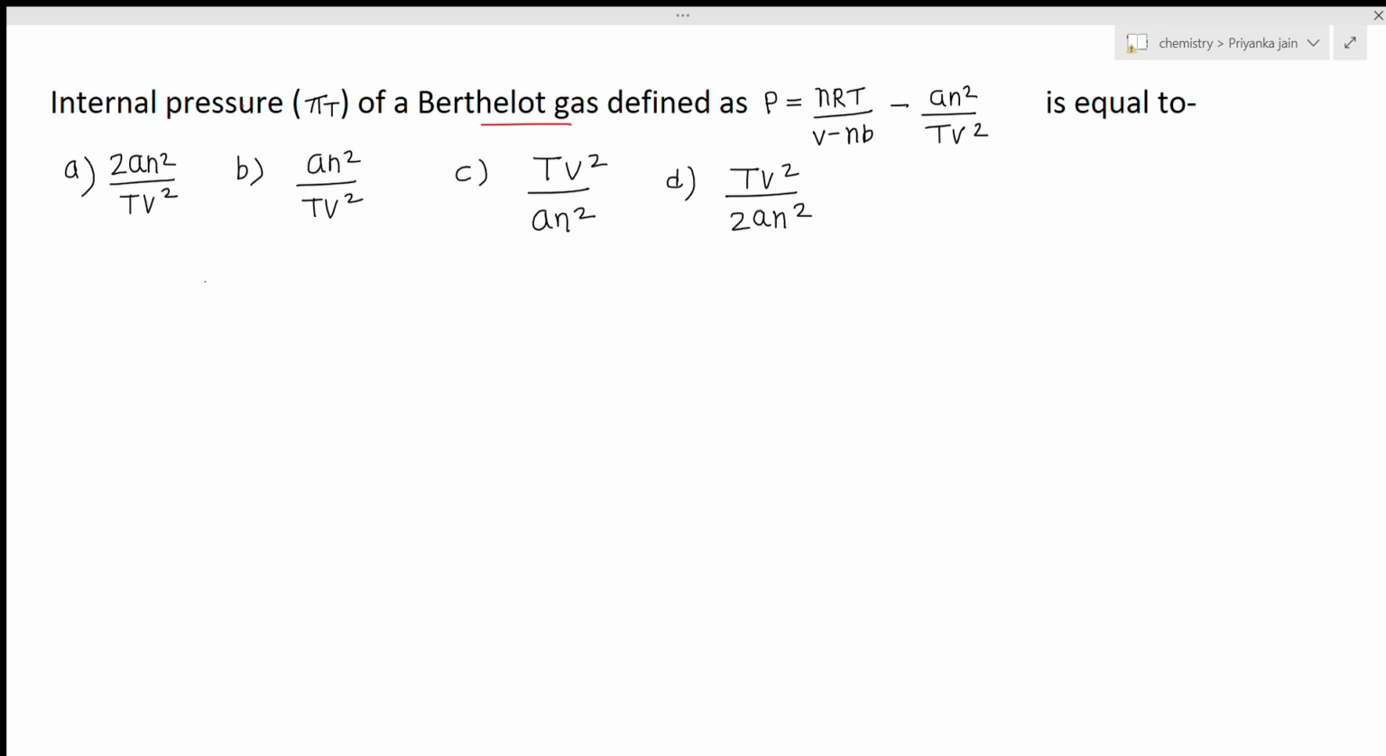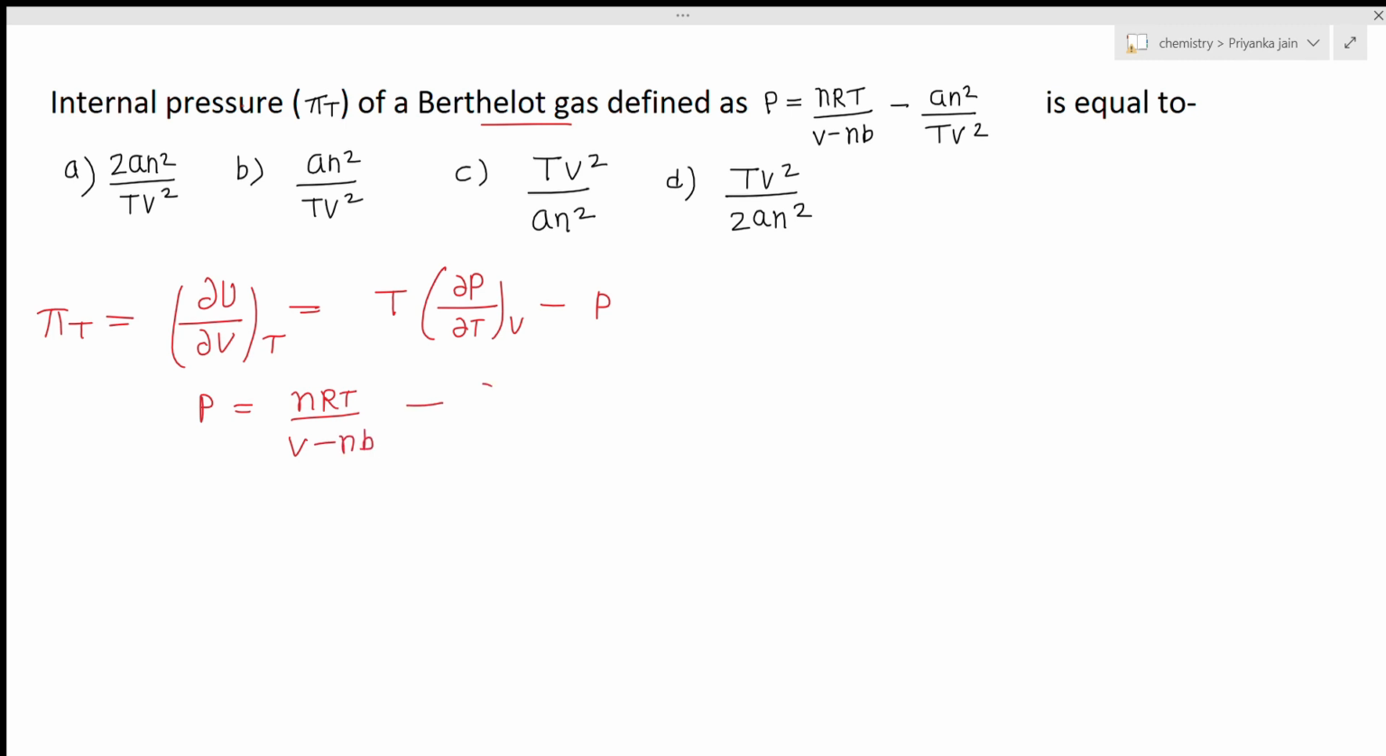It means del U upon del V at constant temperature. This is called the internal pressure. And for this equation of state it is T del P upon del T at constant volume minus P. Okay, so we have been given the pressure P is equal to nRT upon V minus nb minus a n square upon T V square. We can find out here del P upon del T at constant volume.